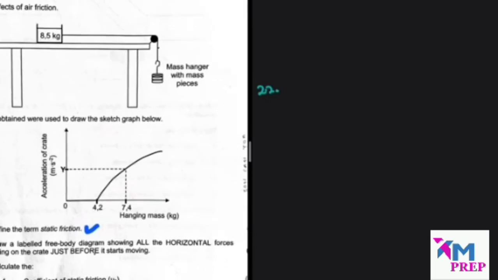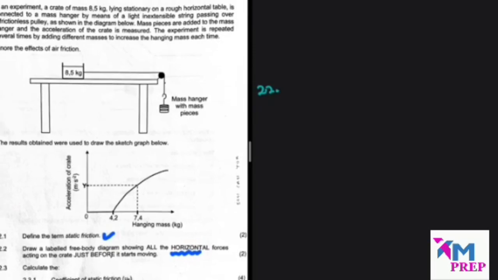So 2.2, the key word here is horizontal, right? We want to draw a free body diagram showing all the horizontal forces. If you include the vertical forces, I'm assuming you'll probably get it wrong. You'll probably lose 1 mark for every vertical force that you include. I think that's probably what's going to happen. So if you include the normal force and the weight, I think you're going to get nothing, or at most 1. But I'm quite sure there's no way you get all the marks if you include the vertical forces. So, free body diagram for this object.